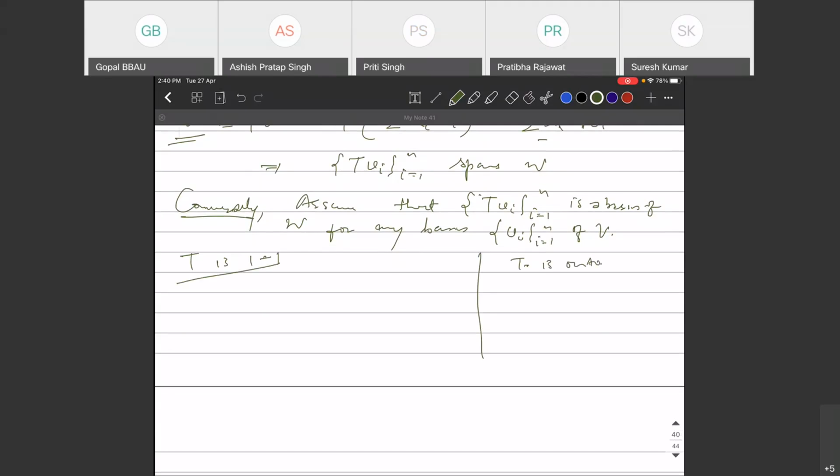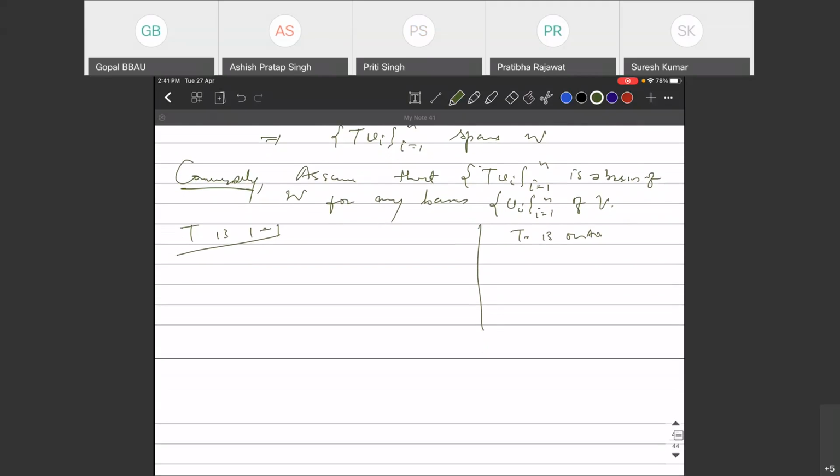Okay, how do you prove T is 1-1? You prove kernel T is 0. You know, for any 1-1 linear transformation, kernel T is 0. Okay?